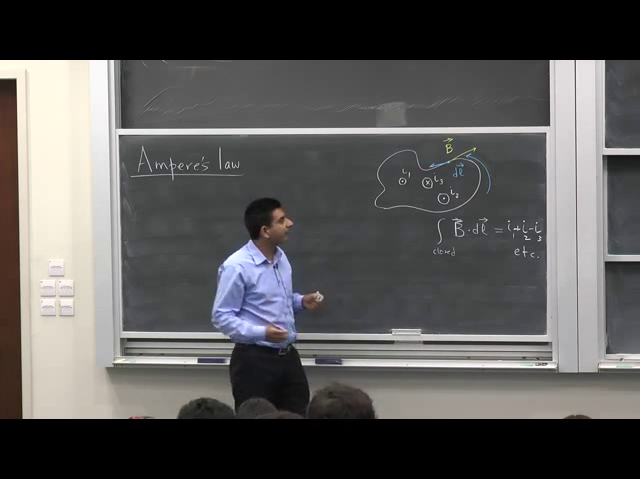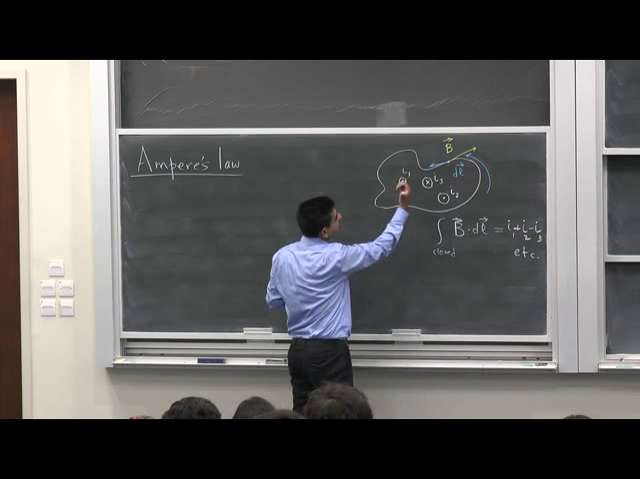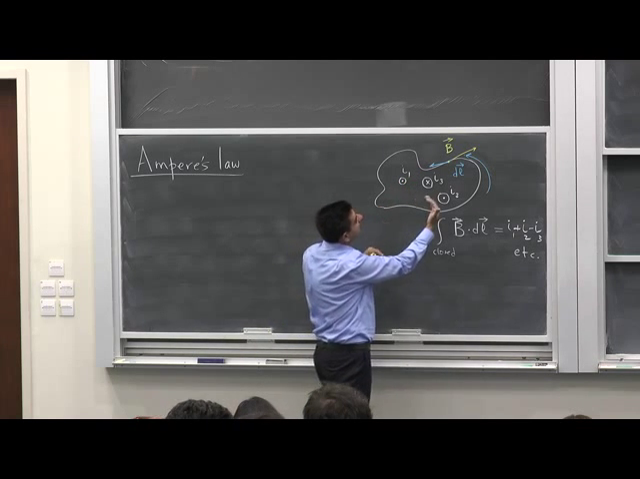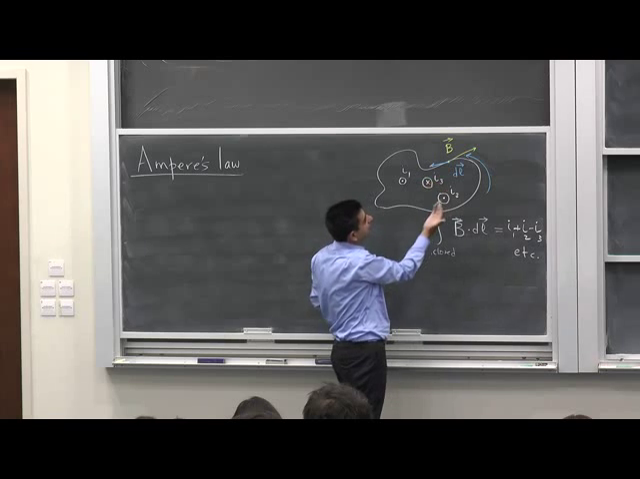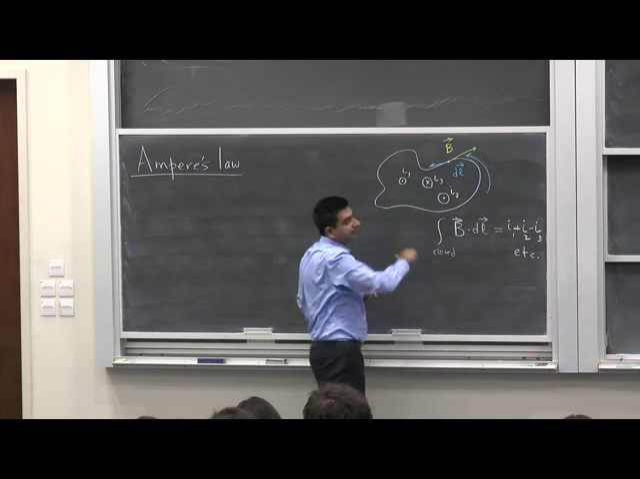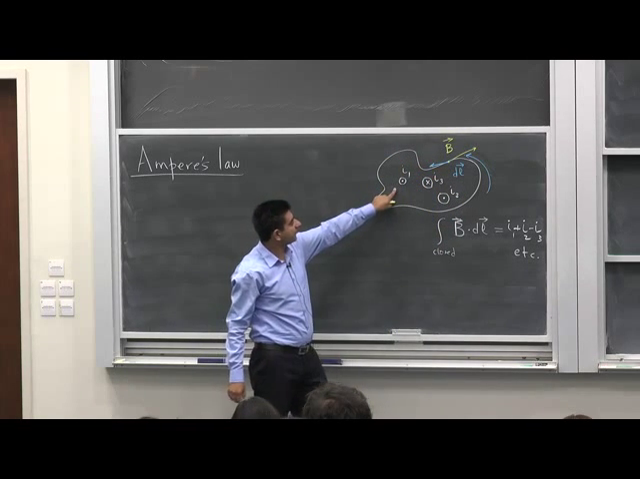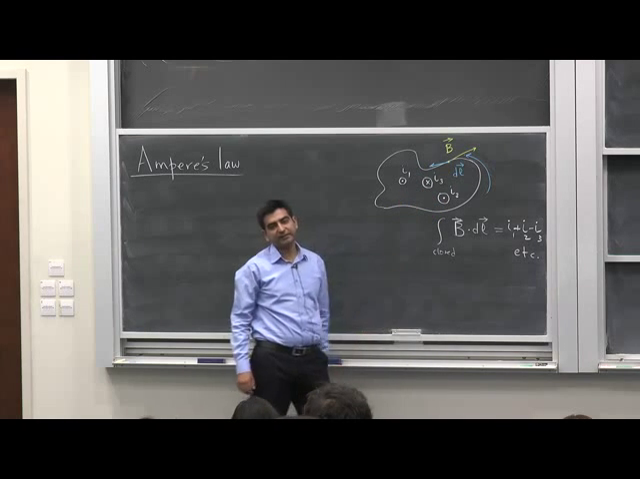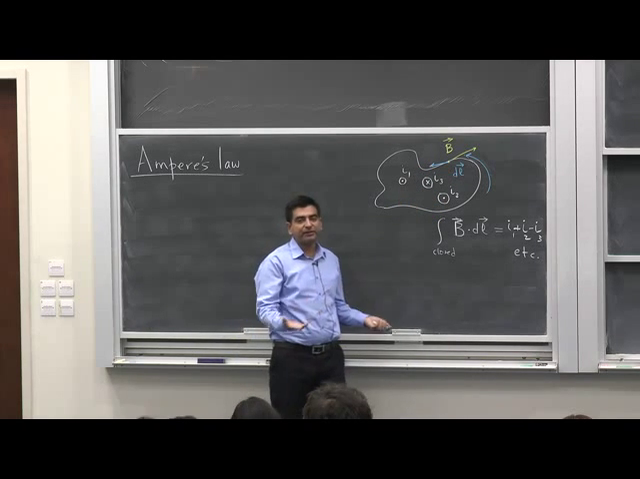And how do I know that? I have my thumb pointing in the direction of the current, then my fingers are curled in the direction of the trajectory along which I am traversing this path. So this gives a positive contribution, and this gives a negative contribution. So this is Ampere's law.